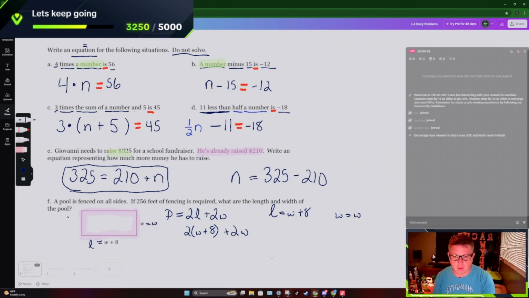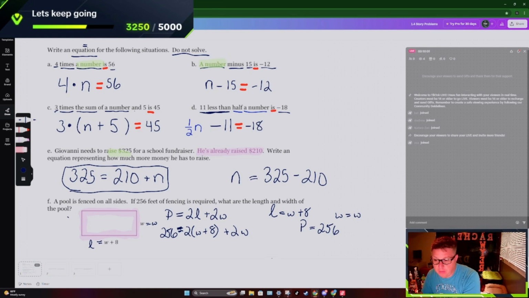So W. And then we can set it equal to the perimeter, but we do know the perimeter answer. How much fencing do we have? We've got 256 feet. So we're going to set that perimeter equal to 256. I hope that makes a little sense.